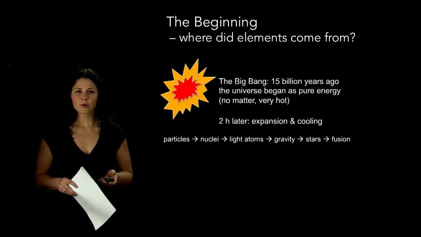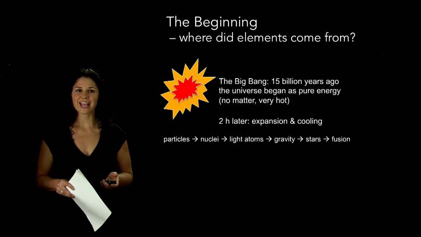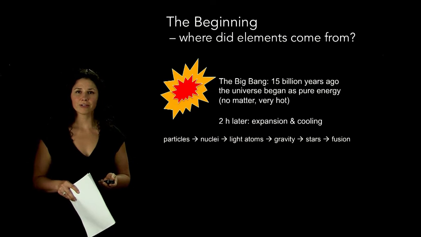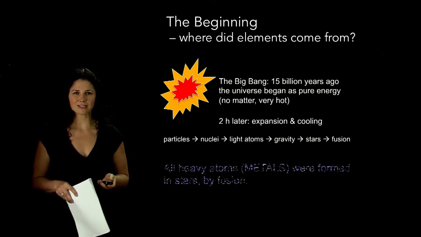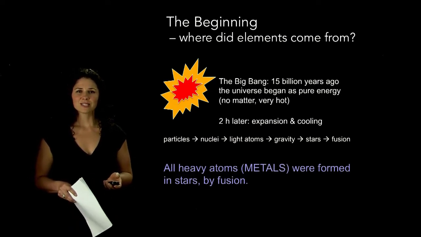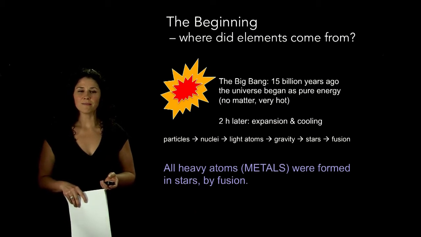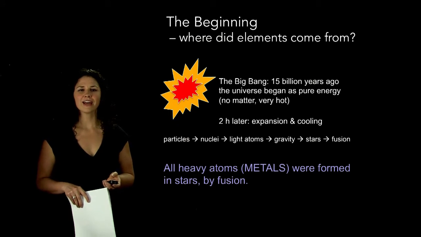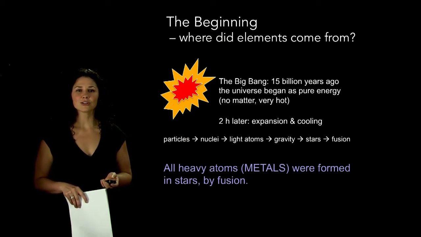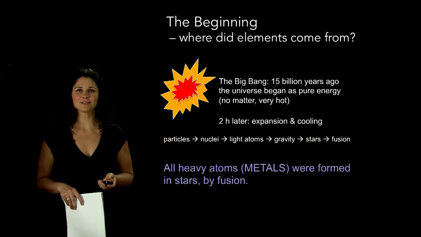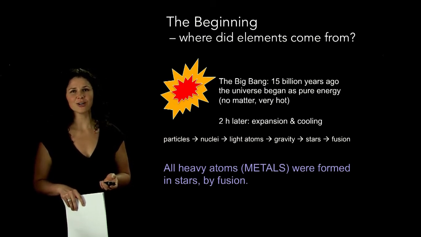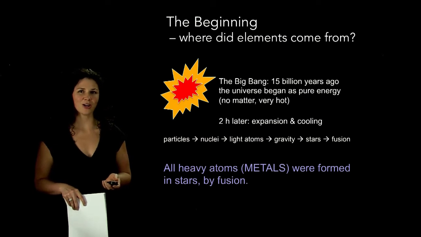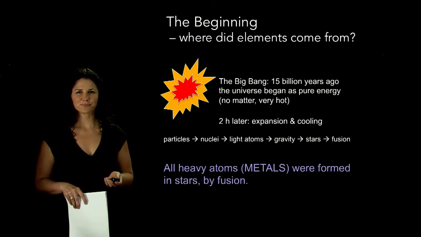Gravity formed, and then we got stars, and in stars we got fusion, which allowed formation of heavier elements from those lighter elements. And so all of the elements that we talk about in this semester are metals, and you can keep in mind that all heavy atoms and those metals were formed in stars by fusion. And in fact, if you have any metal jewelry on right now, it's neat to think about the fact that those metal atoms that you're wearing were formed by stars.